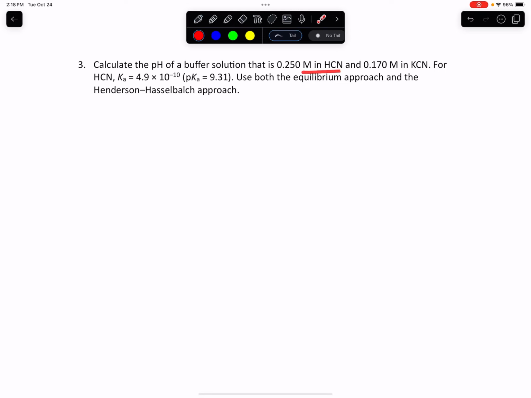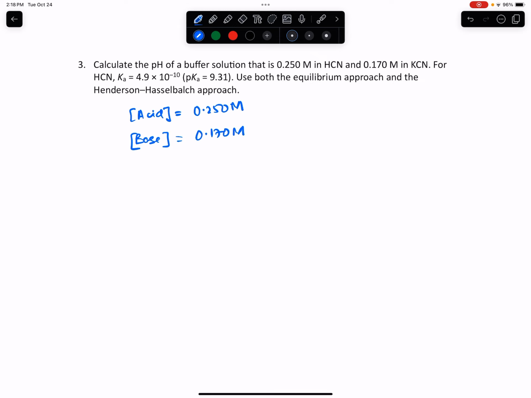The concentration of the acid that is given to us, let's write that out here. The concentration of the acid is 0.250 molar, and the concentration of the base, CN minus, is 0.170 molar. Just for clarity, HCN is the acid and CN minus is the base. So we have the two concentrations. The problem also gives us the pKa, 9.31, so we don't have to do that math.